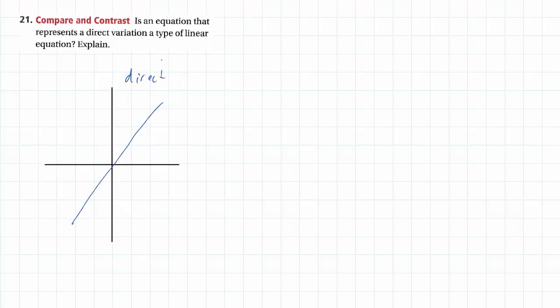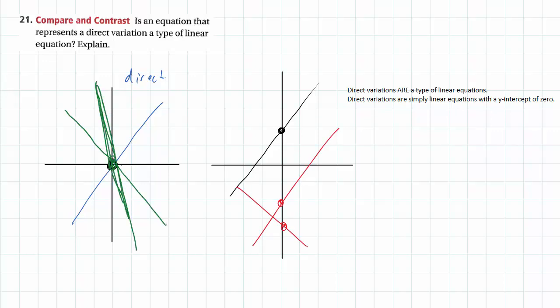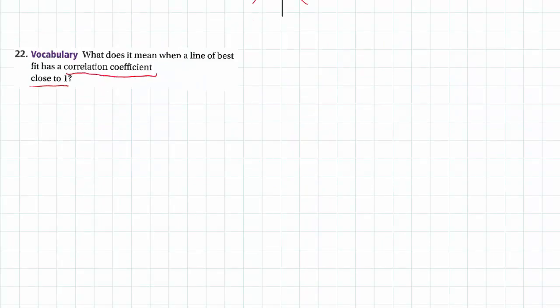For number 21, this is just asking, do you know the difference between how direct variations relate to linear equations? They are linear equations. They simply just have a y-intercept of 0. So the direct variation, as long as it goes through the origin, either that blue line, that green line, the other green line, those are all direct variations.